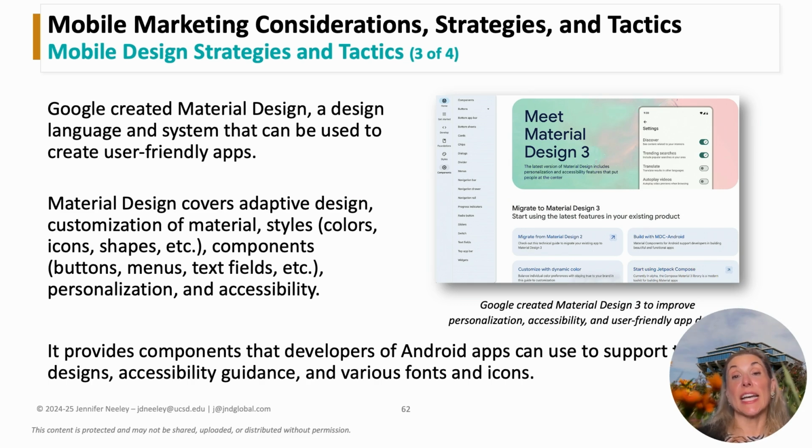Google's Material Design System is a comprehensive toolkit for developers, providing elements that enhance app usability, accessibility, and visual appeal. Material design includes adaptable components like buttons and menus and supports personalization and accessibility, making it easier for developers to create user-centered Android apps.